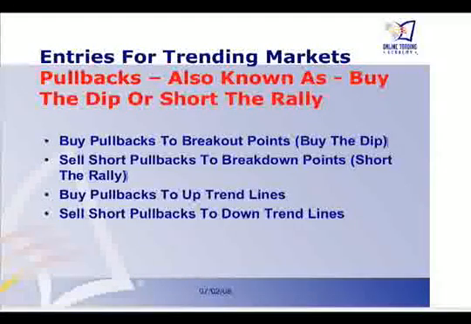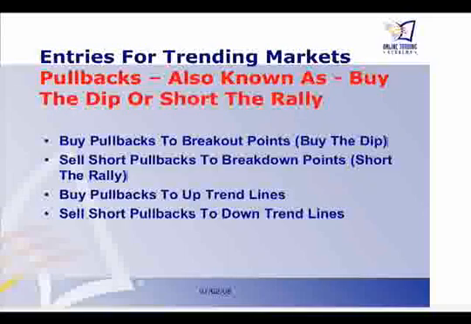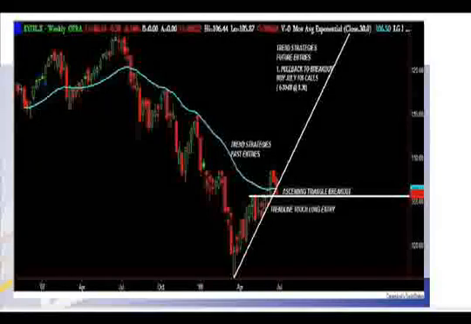Okay, you can buy pullbacks to uptrend lines if you're drawing your vertical trend lines, okay? And you can sell short pullbacks to downtrend lines if you're drawing your vertical trend lines to keep you on the right side of the trend. How many times are you going to hear it, folks? Trend is your friend, okay? When there is a trend, make sure that you're drawing your trend lines, okay?